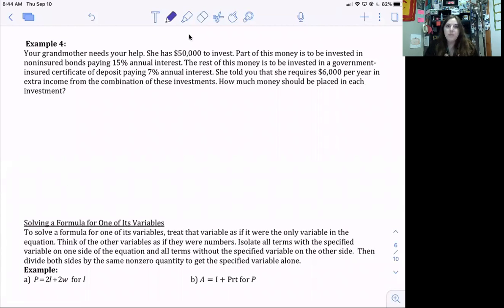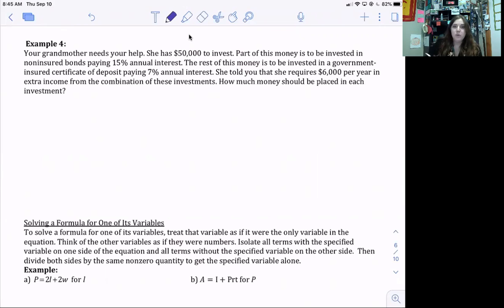Okay, so continuing with 1.3, looking at our applications of linear equations, we are looking at example 4. Your grandmother needs your help. She has $50,000 to invest. Part of this money is to be invested in non-insured bonds paying $15,000 annual interest. The rest of this money is to be invested in a government-insured certificate of deposit paying 7% annual interest. She told you that she requires $6,000 per year in extra income from the combination of these investments. How much money should be placed in each investment?